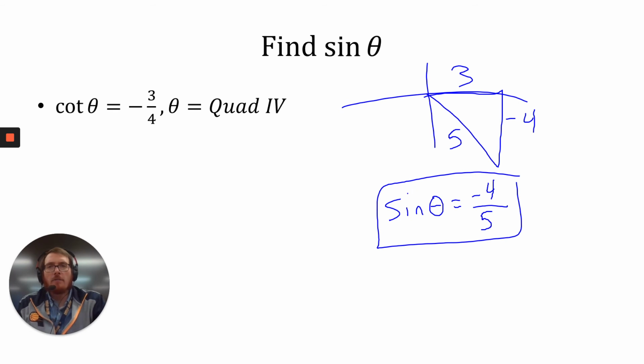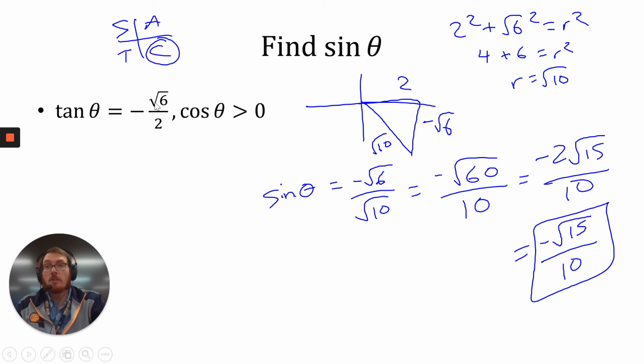Okay, reviewing how to find x, y, and r. Remember, set up in the quadrant. Cotangent says it's negative 3 over 4, so that's adjacent over opposite, but the y value or the opposite is the negative one. Pythagorean theorem to find r, and then sine would be y over r, or opposite over hypotenuse, negative 4/5. Remember, some questions may ask you to find all of them. Other questions may just ask you to find sine of theta.